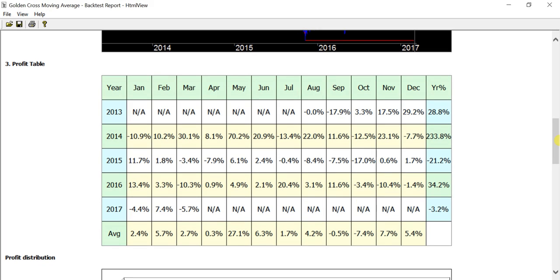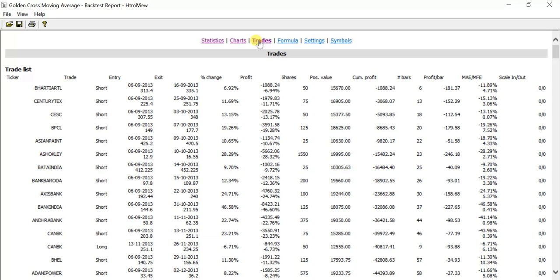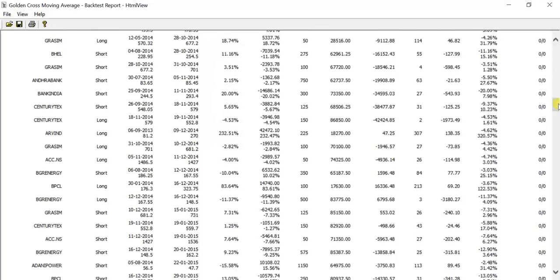This is the profit table, in which month how much profit we have earned. So we are not going into the detail, but in 2013, for a period of 6 months, we have almost 29% return. In 2014, we have 233% return. This is a very large amount. In 2015, the market was not good and we have a -21% return. And in 2016, we have a 34% return. And in the current year, we have -3% return, but it is only 2 months. March has just started. This is all our trades one by one. You can see it here.